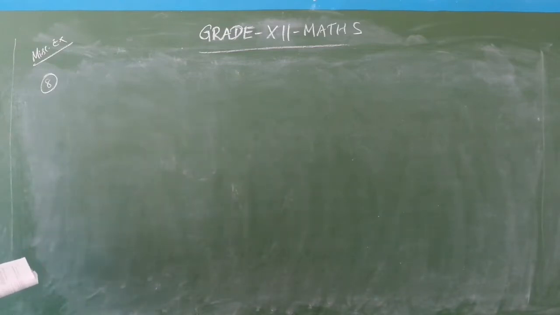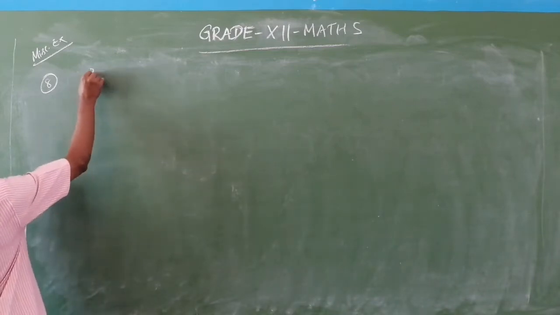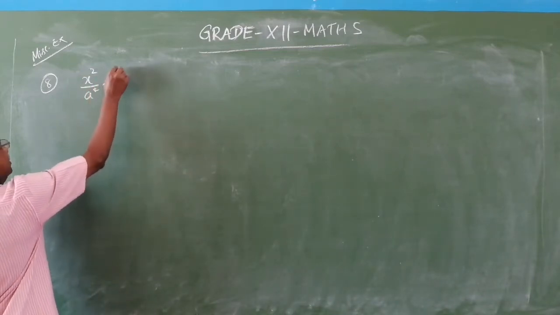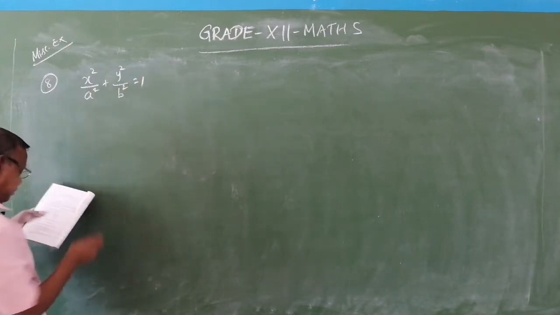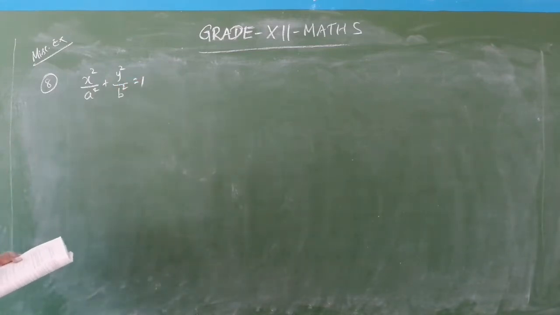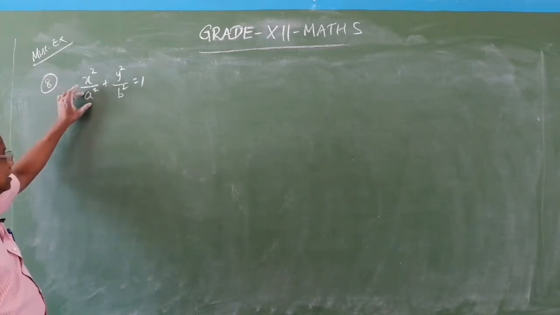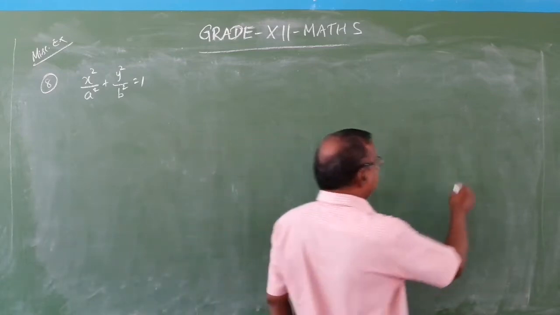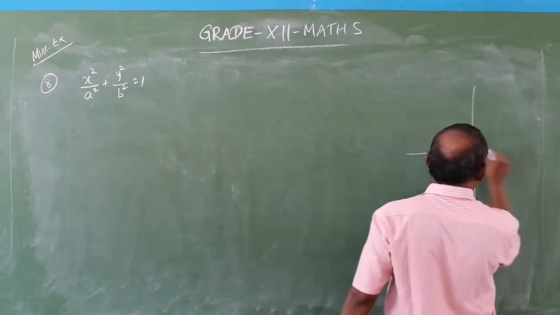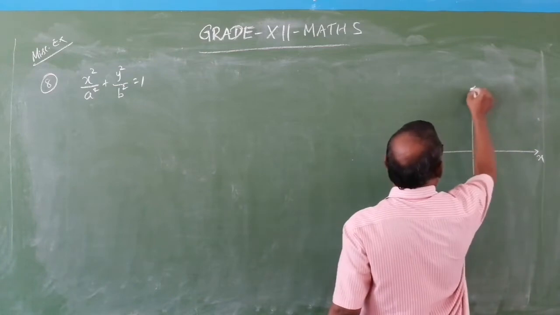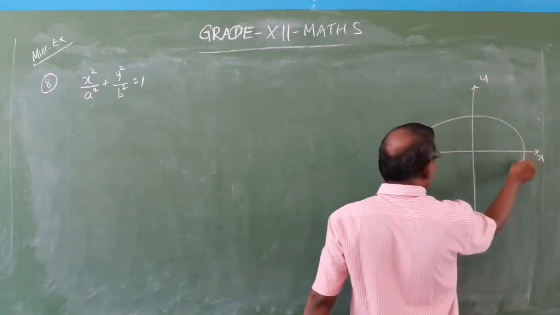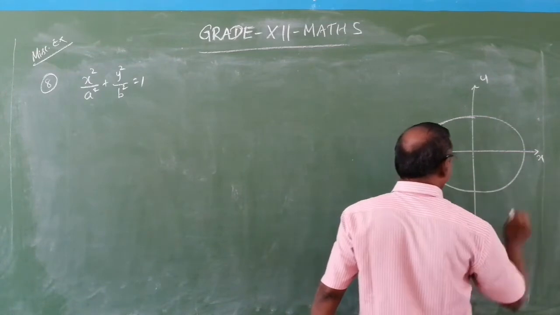Find the maximum area of an isosceles triangle inscribed in the ellipse x square by a square plus y square by b square equal to 1, with its vertex at one end of the major axis. On the given ellipse, clearly the major axis is along the x axis. Now consider the diagram.